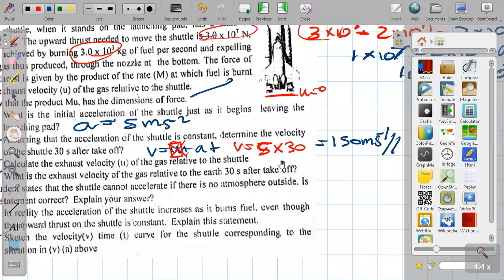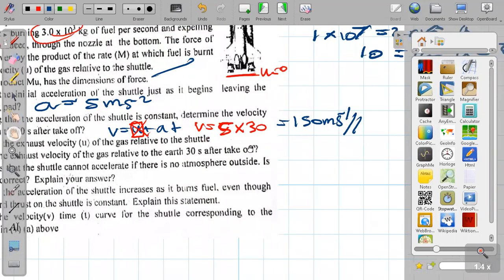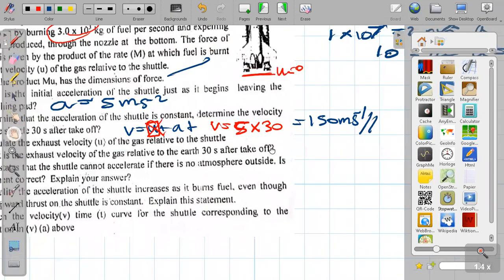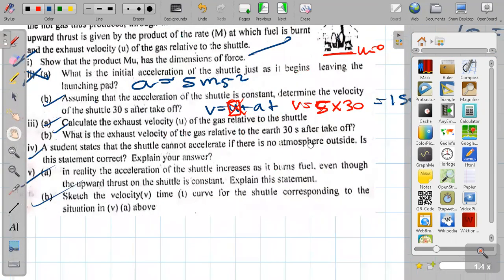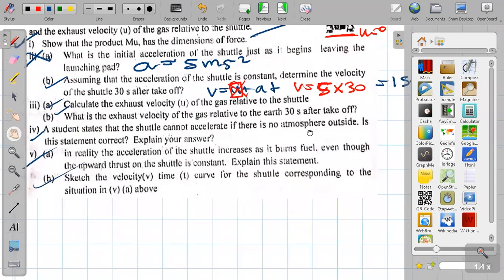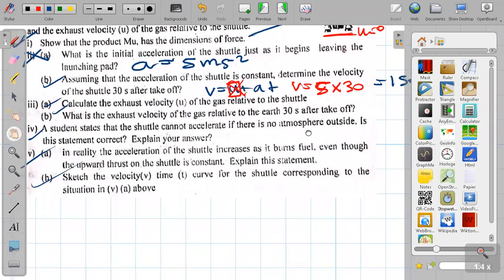Right. Have a look. It is 150 meters per second. So calculate the exhaust velocity of the gas relative to the shuttle.